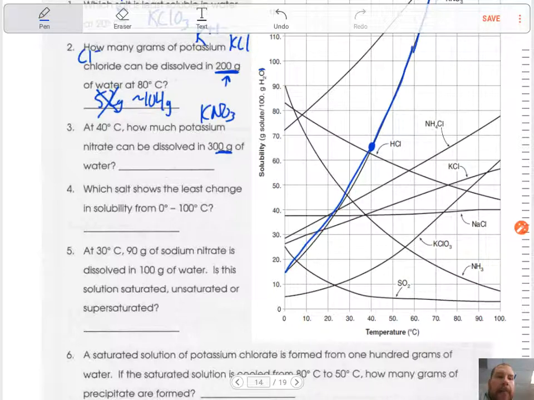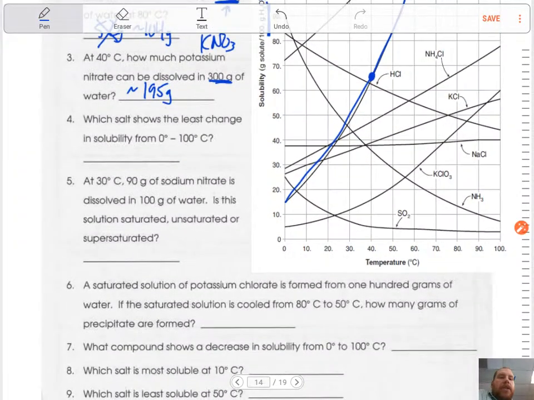Again, you've got to look at the problem. This says 300 grams of water. Okay, that means it's triple the amount of the solute that this curve shows. So you've got to take 65 or your number and multiply it by 3. So the correct answer should be somewhere around 195 grams. Remember, again, there's a little bit of wiggle room depending on how you estimated the original number.